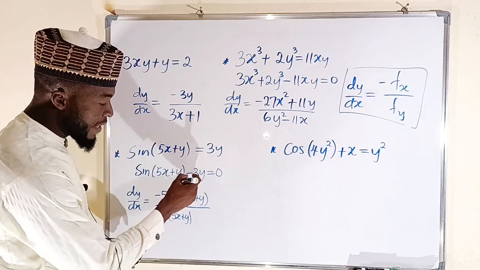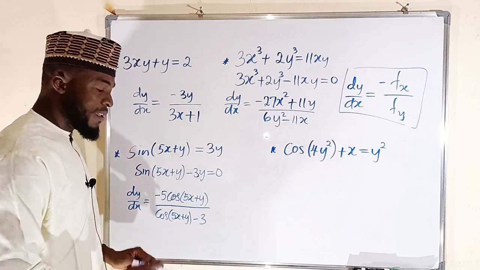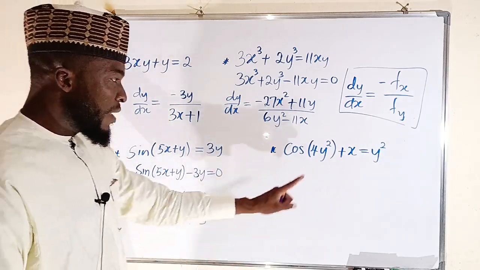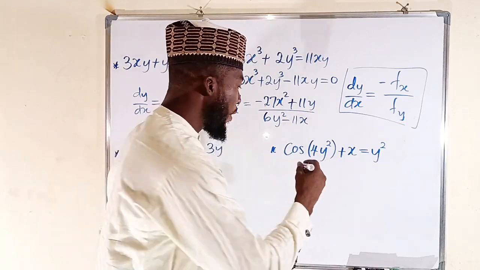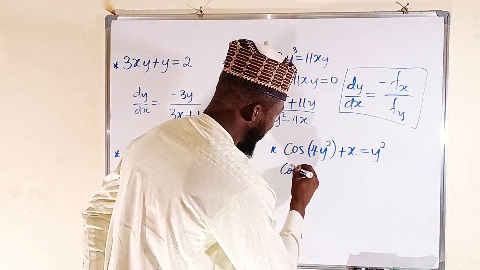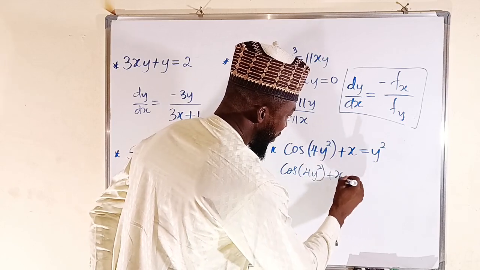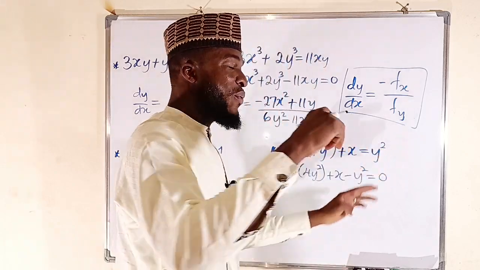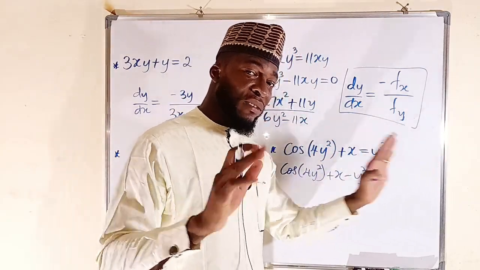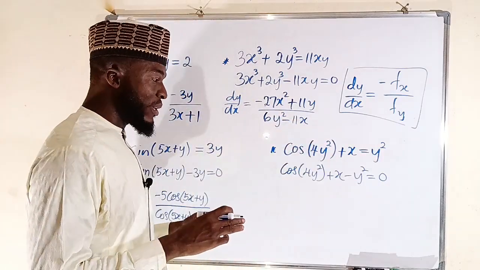We have negative 3y here. Differentiate it, you get negative 3. And we are done. Last one, let us bring this one inside. So we have cosine of 4y squared plus x minus y squared equals 0. If it is a constant that's to the right hand side, just leave it there, just like this one. But if it is a variable, bring it to the left.